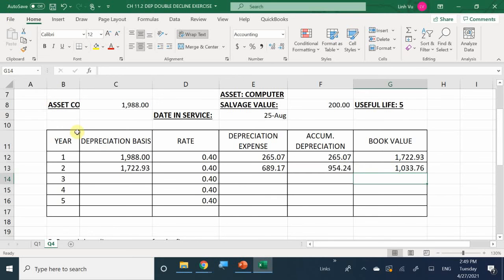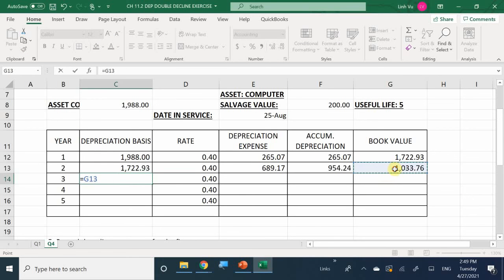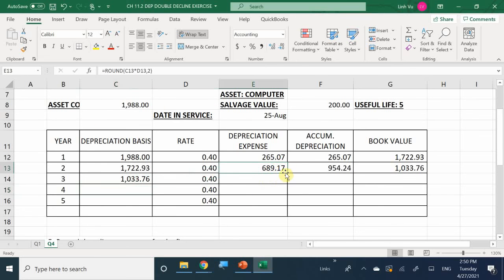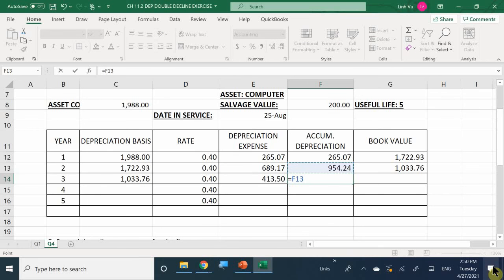Okay. So then, what's going to be my depreciation basis for year 3? $1033.76. And then, once again, what's 40% of that? $413.50. Good. Okay. So therefore, what should be my accumulated depreciation? 1367.75.